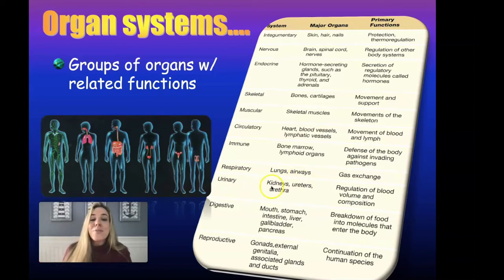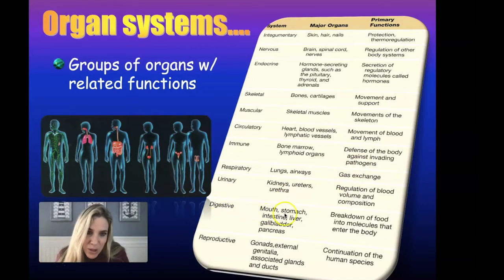So the urinary system includes your kidneys, your ureters, your urethra, bladder. So these are parts of the body that will help to regulate the blood, make sure your salt content and your potassium content are in balance and other things. So we'll spend some time on that.